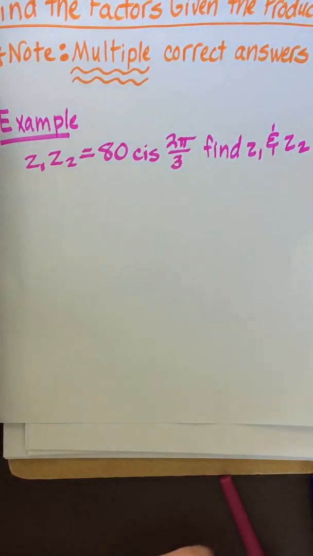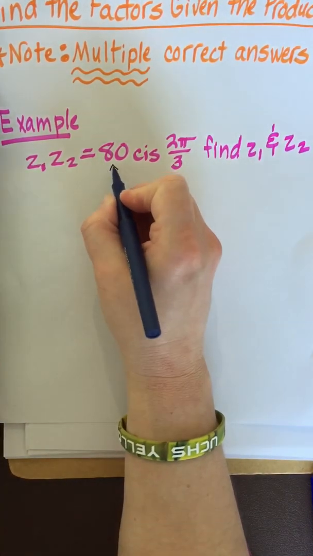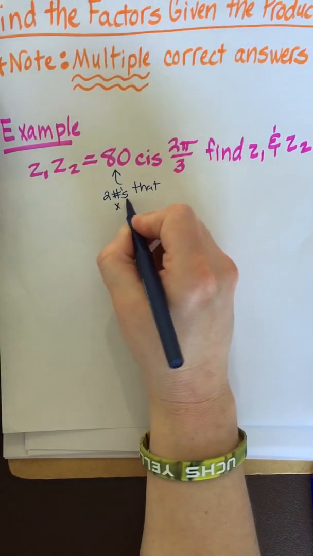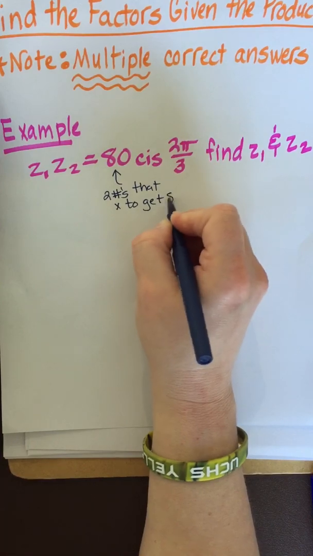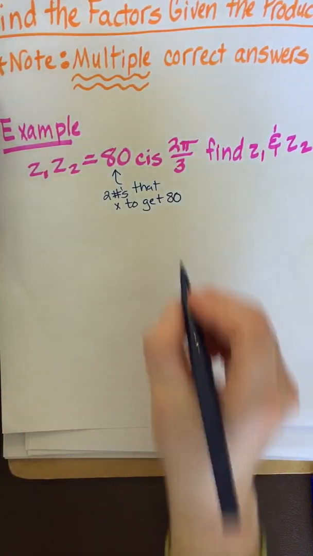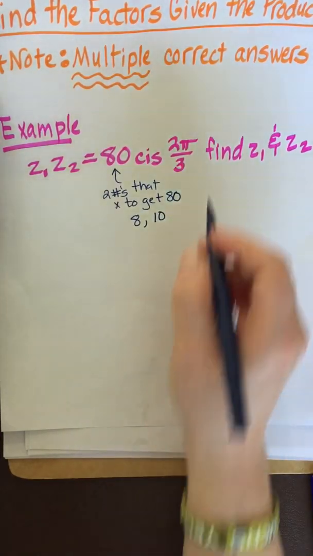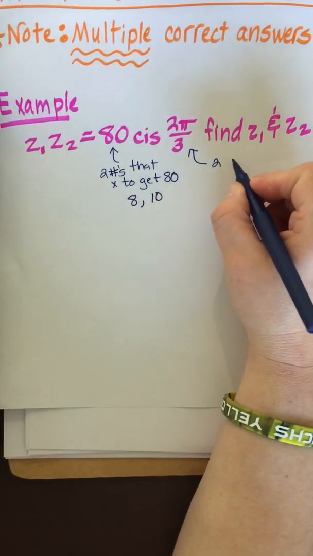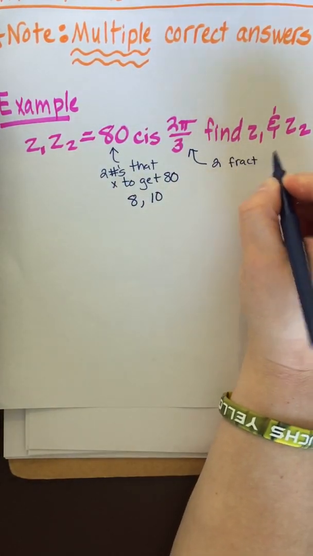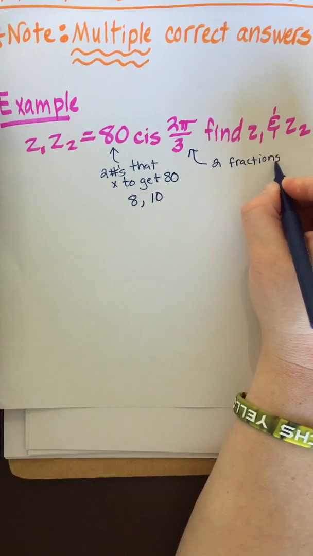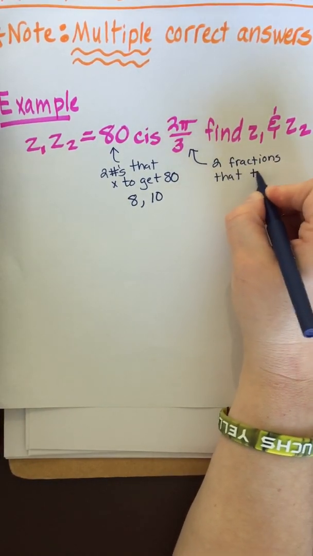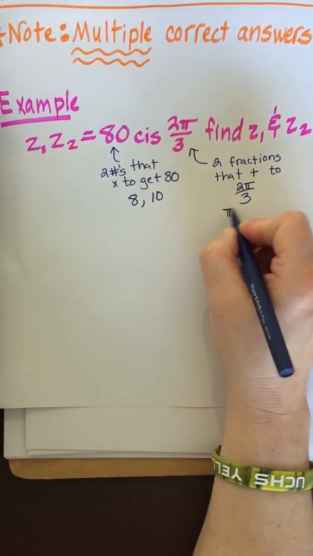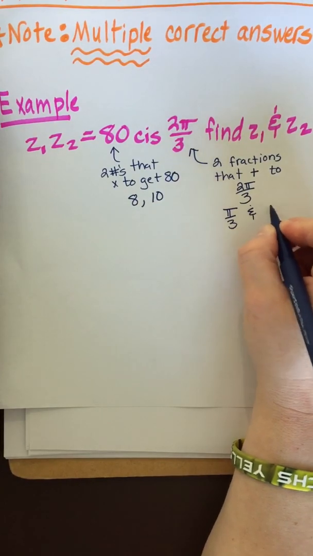So the first thing you want to do is think of two numbers that multiply to give you 80. I think I'm going to use 8 and 10. All right? And then you want to think of two fractions, or with pi in them, that add to give you 2 pi over 3. And let's make our lives easier. I'm going to use pi over 3 and pi over 3.